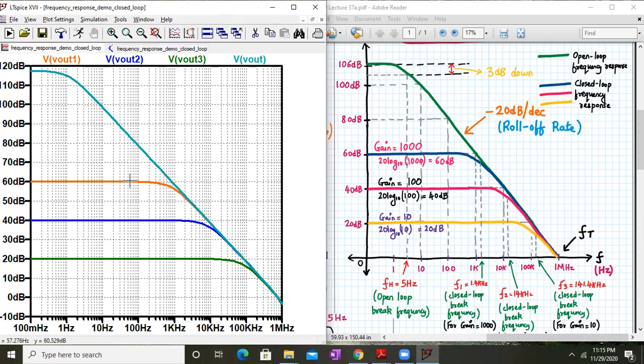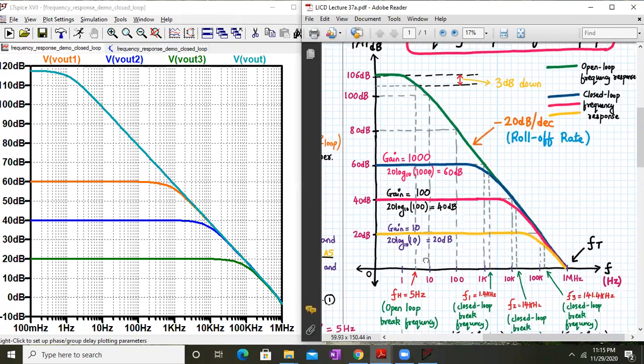It's very clear from here, correct? So the 60 dB curve is this, this is 40 dB, and this is 20 dB. At around 1 megahertz, it's close to 1 megahertz, all the curves are merging together. Okay, now let's go further.